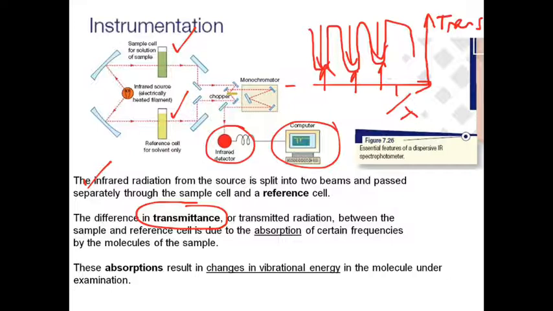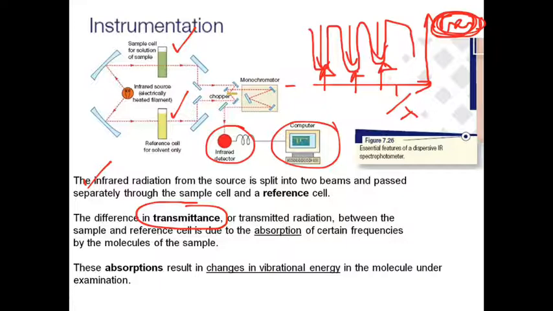All I want you to know from all that is that when you get a low point, that means you've got absorbance going on at that low point. Okay? That's all you've got to understand. Don't worry about all this transmittance rubbish, but you will see the word transmittance on the vertical axis. And that corresponds to the reverse action of absorption.